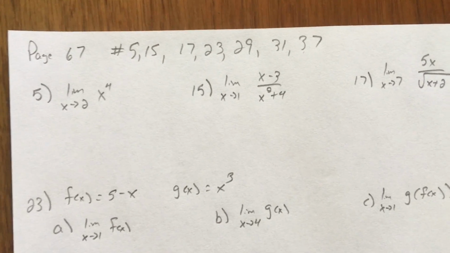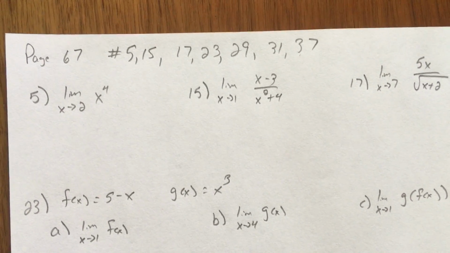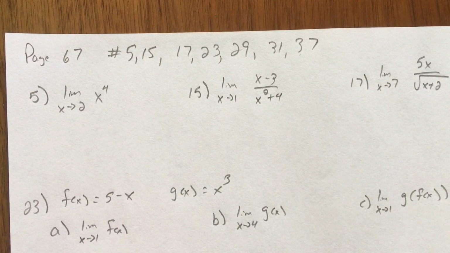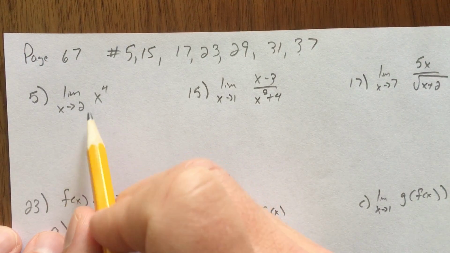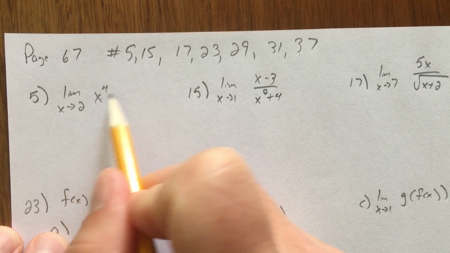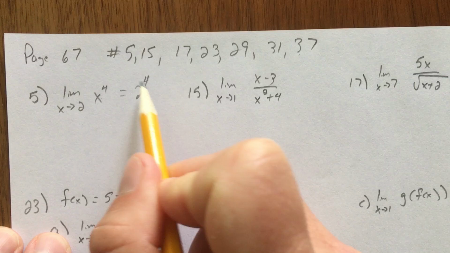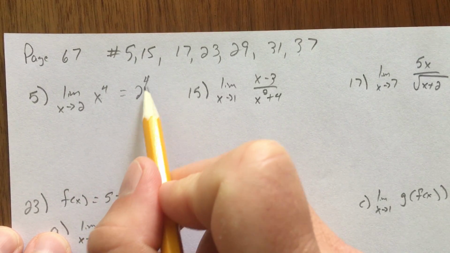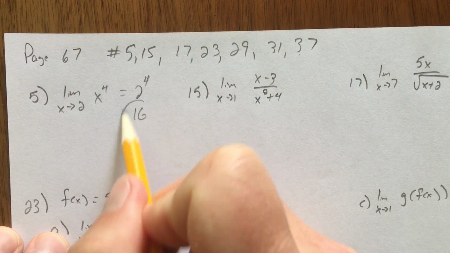All right, these are the solutions for what hopefully felt like a very simple assignment, page 67, just to make sure you got it right. For this first one, we want to know the limit of x to the fourth as x approaches 2. Just put 2 in. There's no reason to be concerned about any of that. If you do that, 2 to the fourth power should have given you 16.